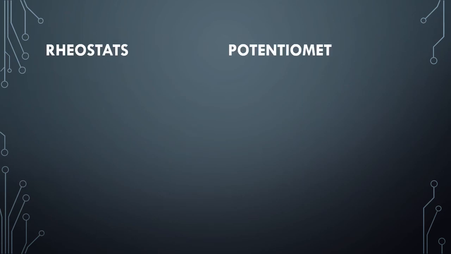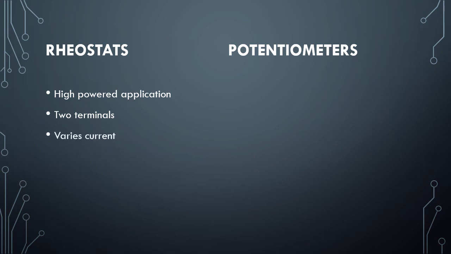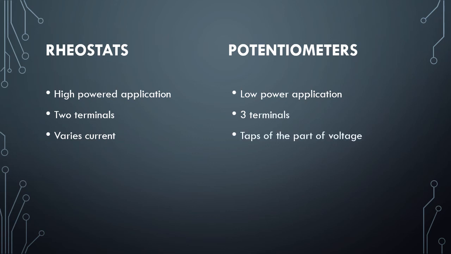So the difference between rheostat and potentiometer: we say that the rheostat is a high-powered application. It has two terminals, we only use two terminals for the rheostat, and it only varies current. But a potentiometer is a low-powered application suitable for our audio systems. It has three terminals, we use the three terminals, and it taps off part of the voltage. And it can be used as a rheostat.